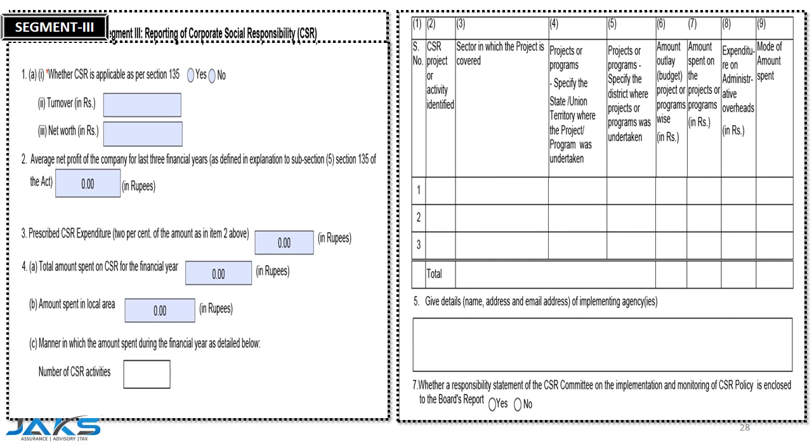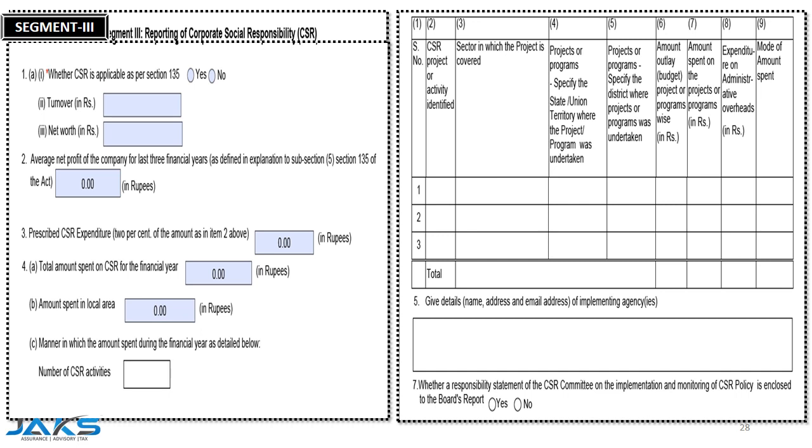If it is not auto-filled, please fill the turnover and net worth of the company for the previous financial year. Then what we have to do is fill the net profit for the preceding 3 financial years of the company. Ensure we provide the profit before tax as well as the net profit under section 198. This adjusted net profit shall form the basis for calculating the average net profit, and 2% of the average net profit forms the prescribed CSR expenditure.